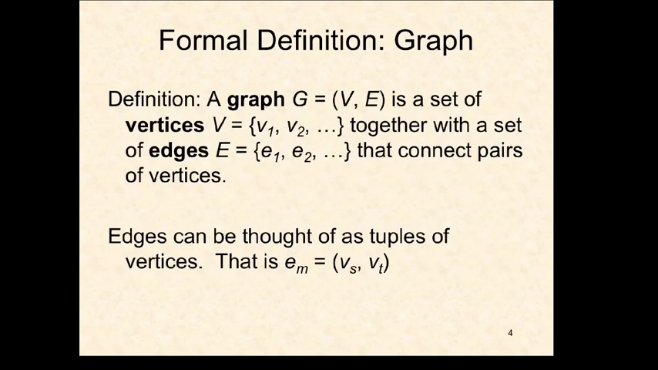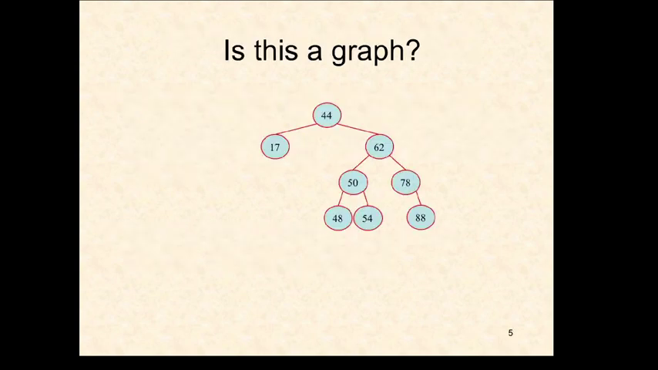Now, when we've got a graph, we're going to have a formal definition of a graph. A graph is a set of vertices together with a set of edges, and the edges connect pairs of vertices. So really, the edges can be thought of as a set of tuples, of pairs of vertices. So, is this a graph? This should look familiar to you from last lecture when we were doing the binary tree deletion, or the AVL tree deletion. Is this a graph? Well, it has vertices. It has edges that connect the vertices.